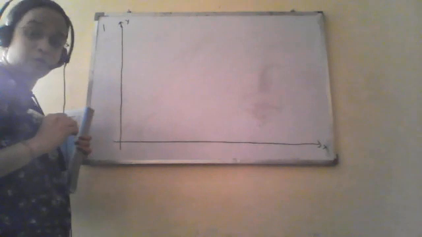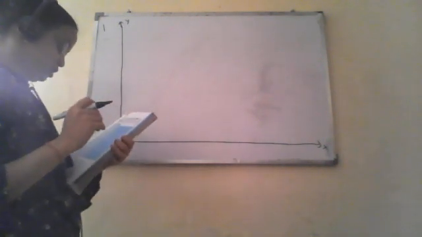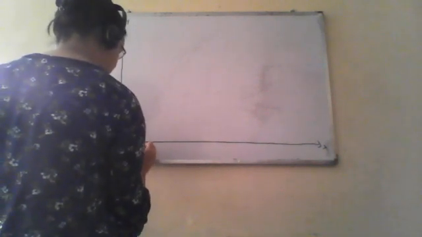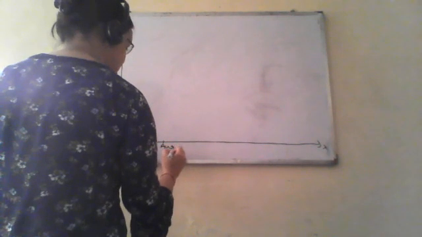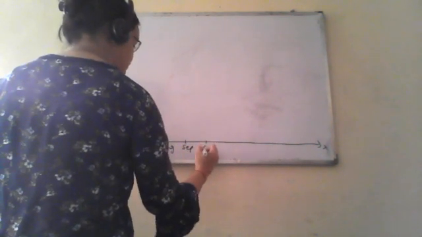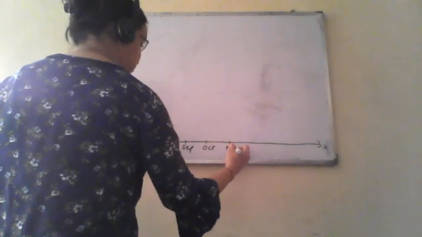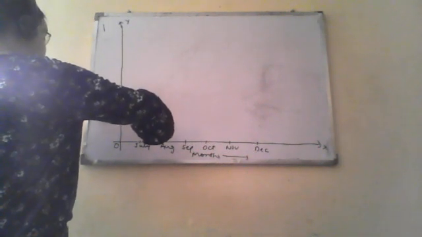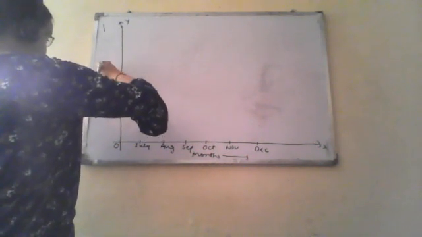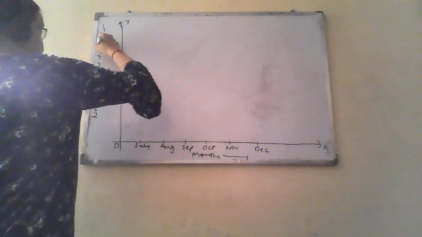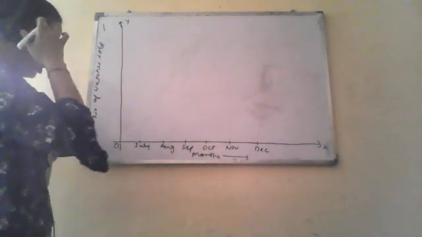So this is your x-axis. This is your y-axis. This is the origin. On the x-axis we are going to take months: July, August, September, October, November, and December. So on the x-axis we have plotted months. Now on the y-axis we are going to plot the number of watches sold.